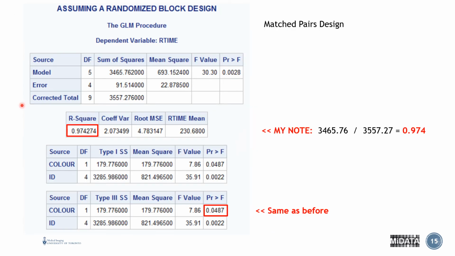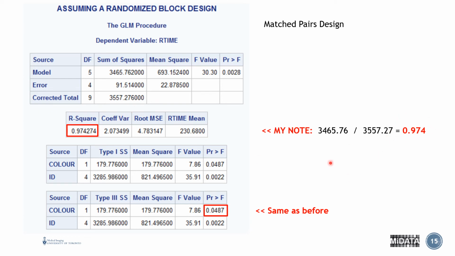So what if we were to assume a randomized block design? When we do the analysis this way, the first thing I'm going to point out is the R-square. It's now 97%, which is indicative of a very good fit. Your model is a very good fit for the data for predicting your dependent variable. I just want to show you how you calculate it: you take the sums of squares for the model and divide it by the total sums of squares.